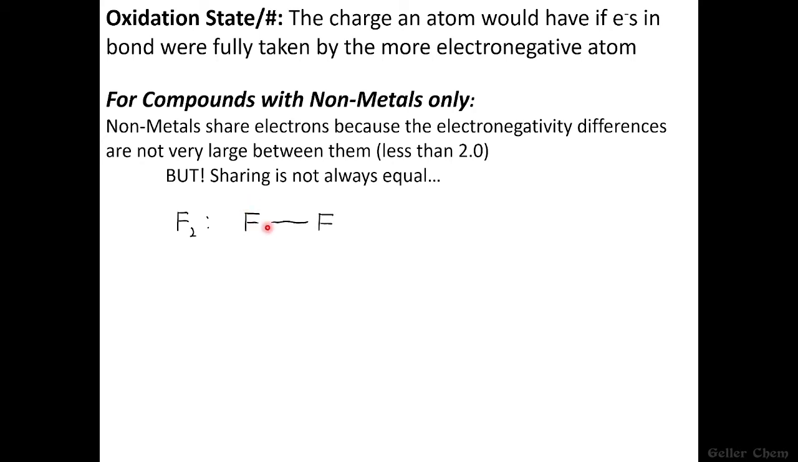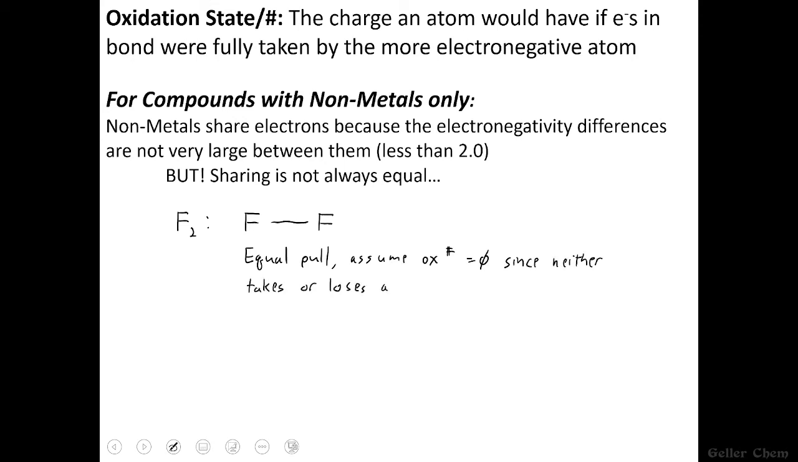Well, since they're the same atom, they have the same electronegativity value. They each are able to hog the electrons in the bond equally, and we can't pretend like one takes the electron from the other. Instead, we just pretend like each one keeps their own electron. So I'll say equal pull, assume oxidation number is 0 since neither takes or loses an extra electron. And so the oxidation state is always 0 when the atoms in the bond are identical.